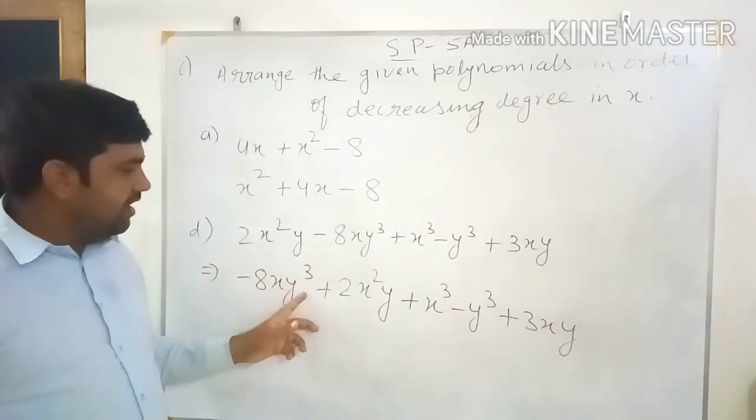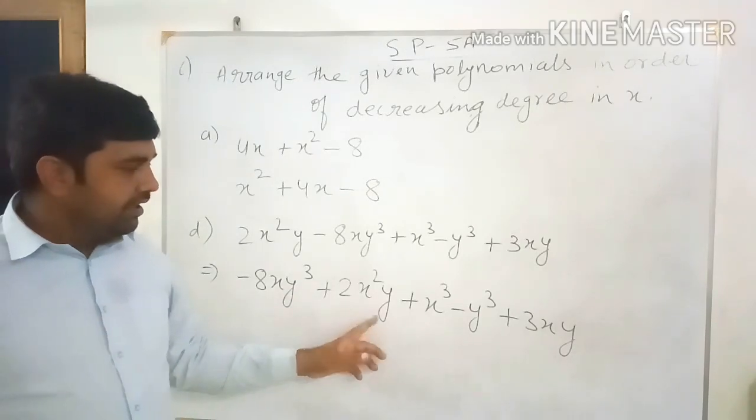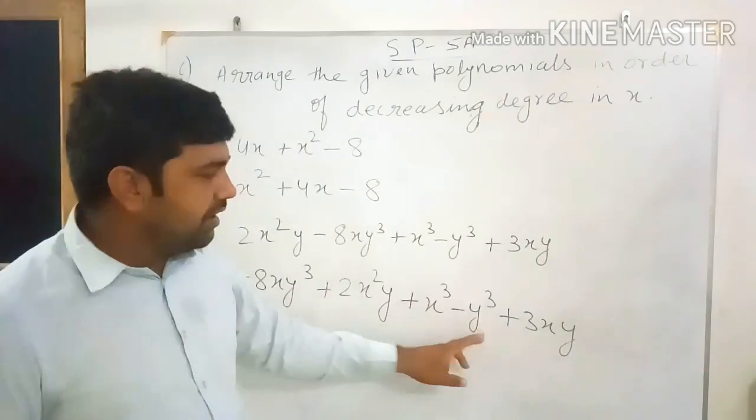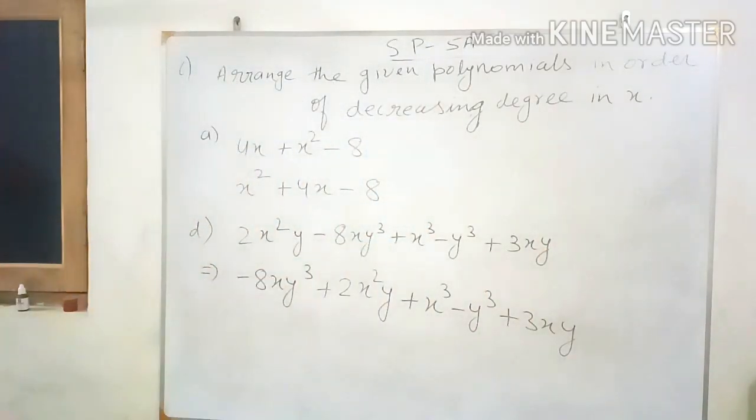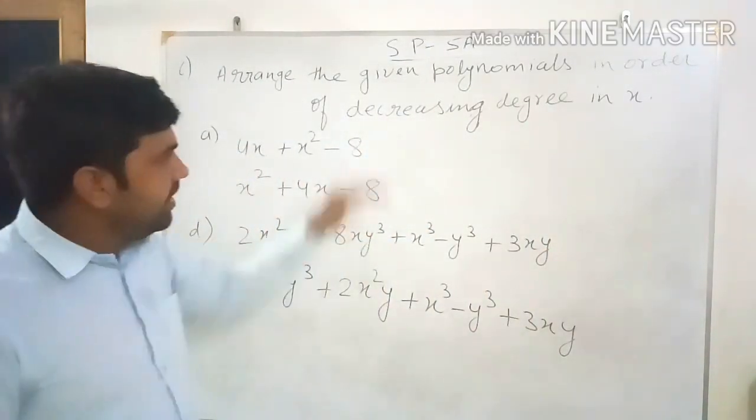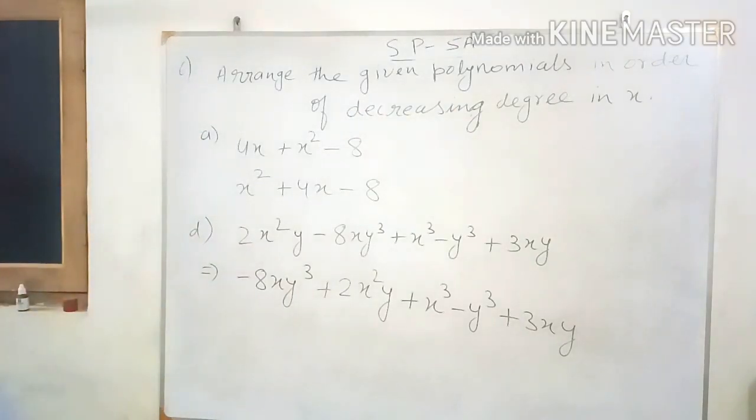The degree of the first term is 4, the second term is degree 3, third term degree 3, fourth term degree 3, and the fifth term degree 2. Like this we have to write the polynomial in decreasing degree in x. This is question number 6. Now we move to the next question, question 7.